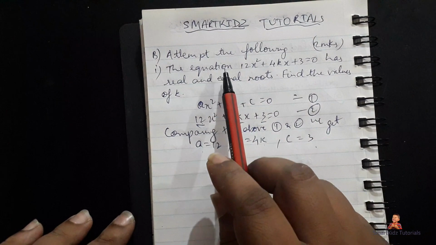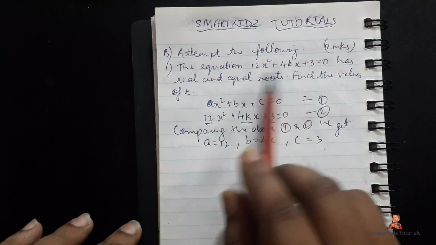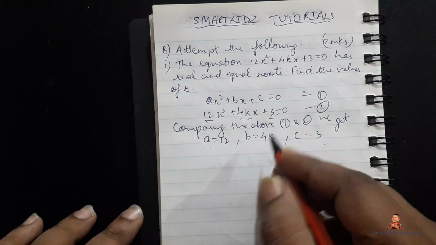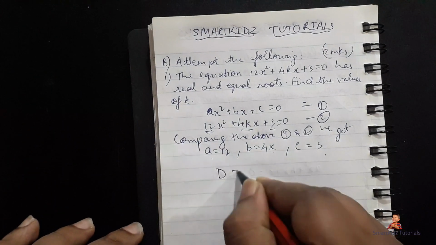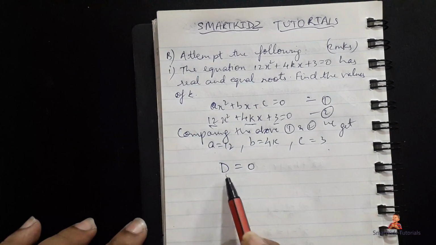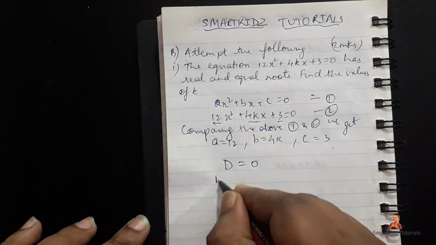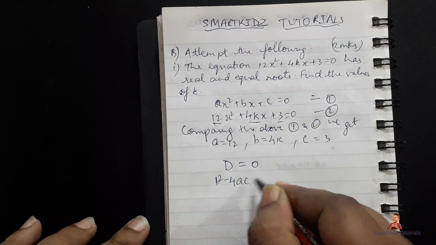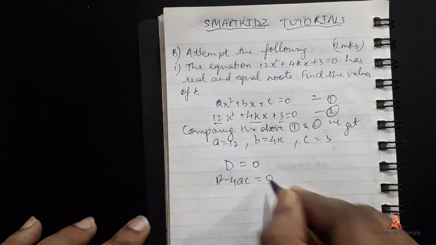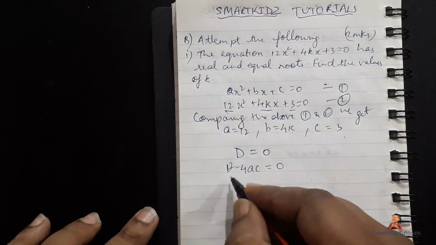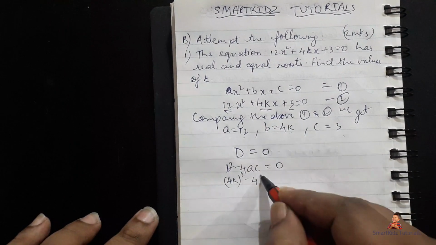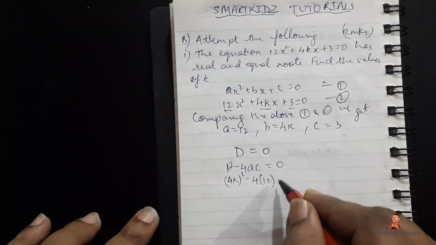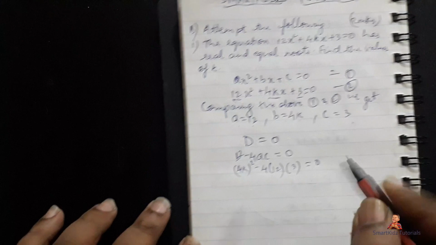Now we are told over here that this equation has got real and equal roots. When an equation has got real and equal roots, we say that the discriminant is equal to 0. And the discriminant formula is b square minus 4ac. So we can write b square minus 4ac equal to 0. B is what? 4k. So we write 4k whole square minus 4 into a, which is 12, into c, which is 3, equal to 0.